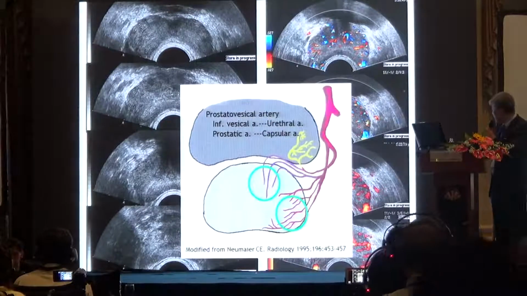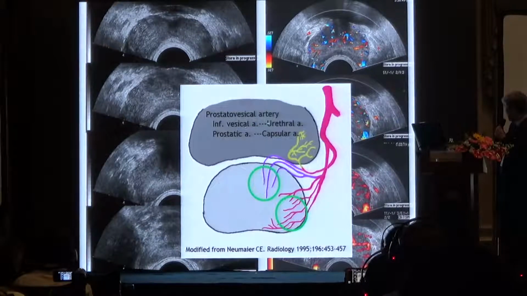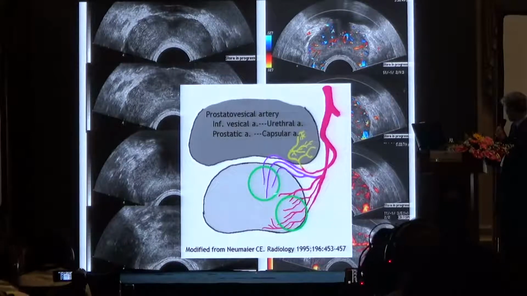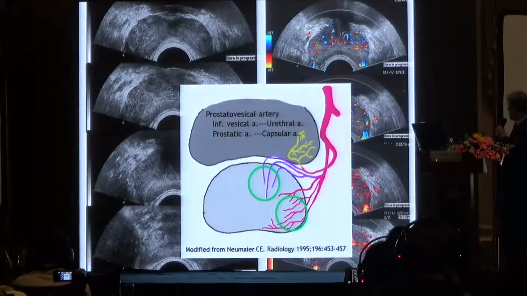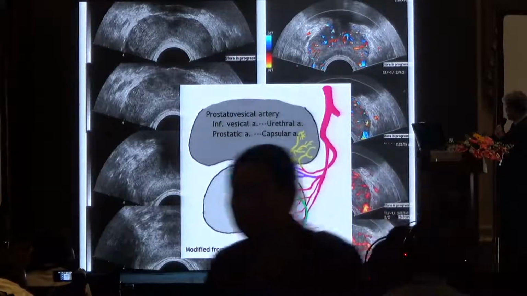And this is the arterial supply. These central portion vessels are supplied by the inferior vesical artery, by the urethral artery. This is the central group of vessels. And this is by the prostatic artery through the capsular artery. This is the peripheral vascular group. So basically we can identify the peripheral vasculature and the central vasculature.